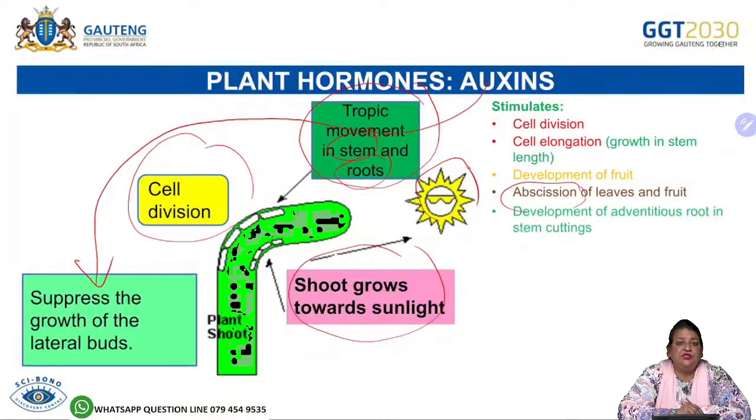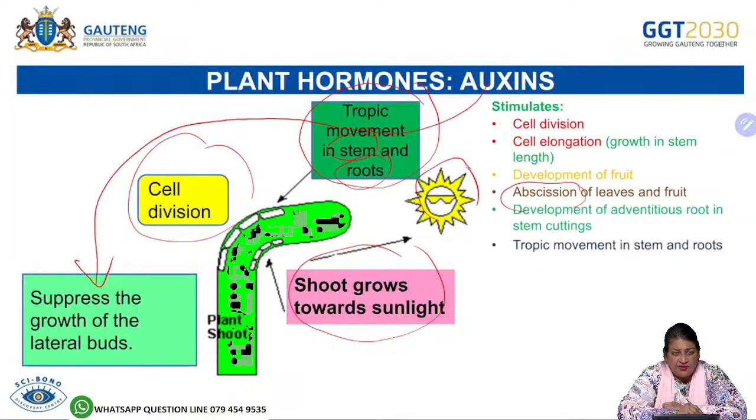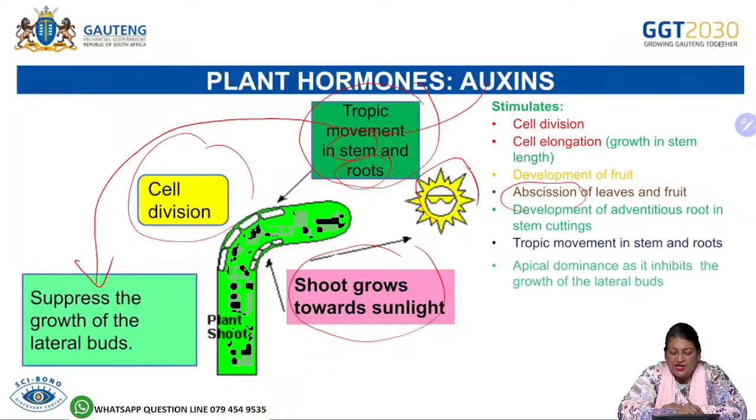Right. Auxins also stimulate the adventitious root. So if you have a little leaf cutting, if you break certain leaves and you put them in water, you'll find small little roots will appear, right? And that is because of auxins. So auxins actually stimulate the development of adventitious root from leaf cuttings and stem cuttings. They cause tropic movement in stems and roots.